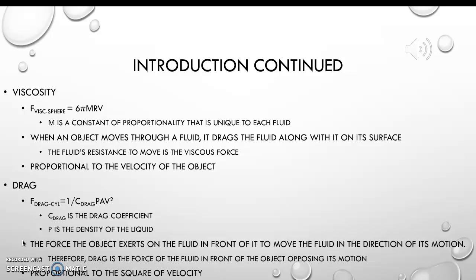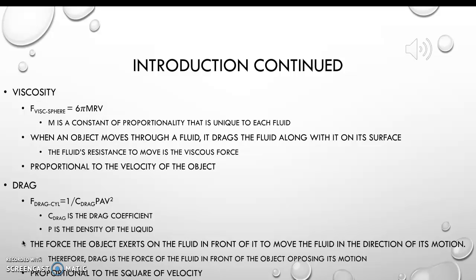M is a constant of proportionality that is unique to each fluid. When an object moves through a fluid, it drags the fluid along with it on its surface. The fluid's resistance to move is the viscous force, proportional to the velocity of the object.